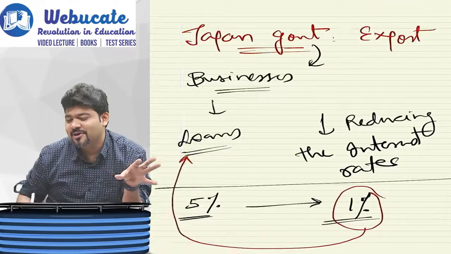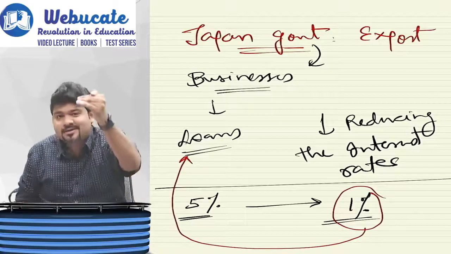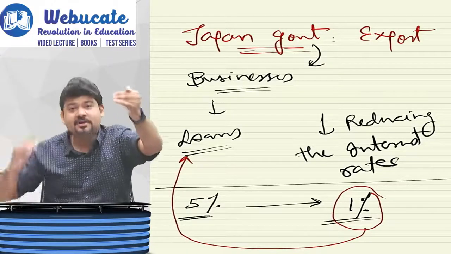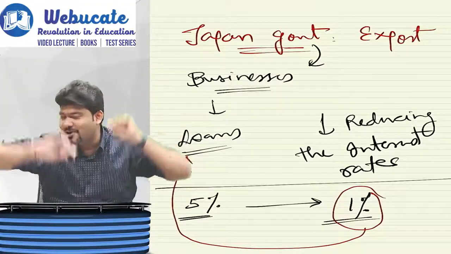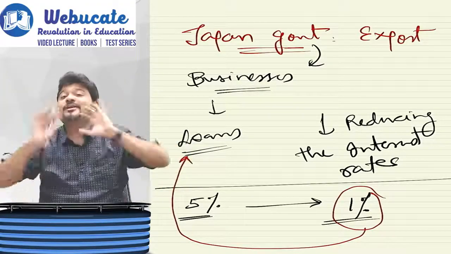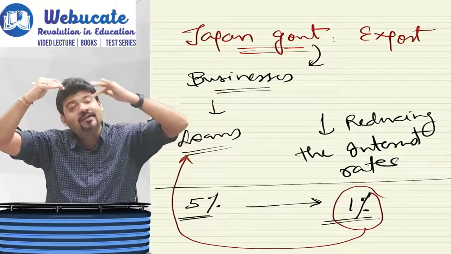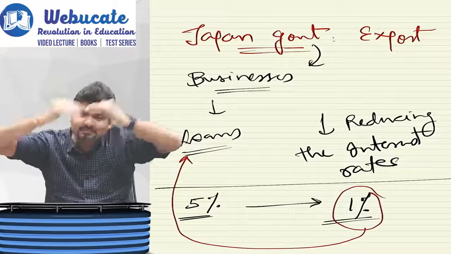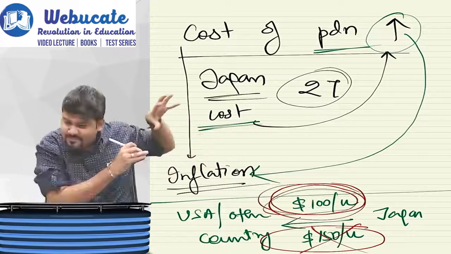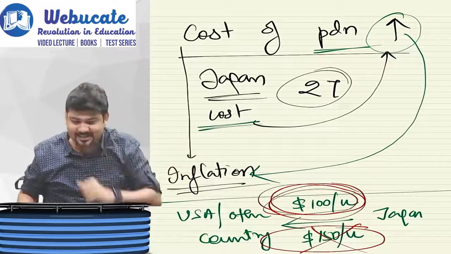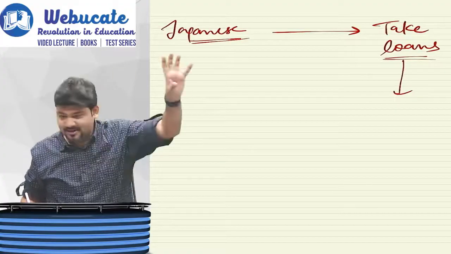Why did the government of Japan reduce the interest rate? So that they could compensate the businesses for the increasing cost of production on account of oil. Even if the cost of production is increasing on account of oil, at least reduce the interest rate so that it would be compensated, and again the overall cost would remain at $100 and people will purchase from Japan only. That was the intention, but it turned out the other way around.